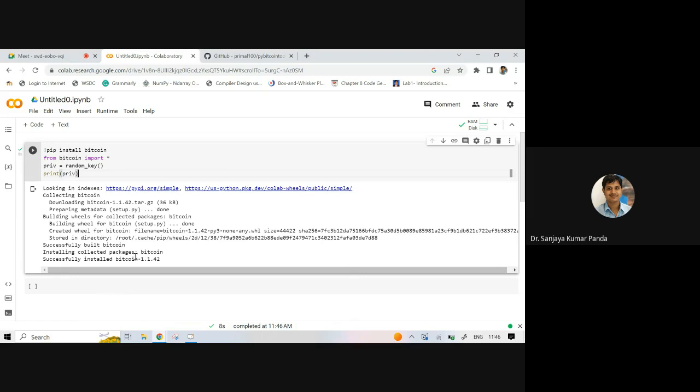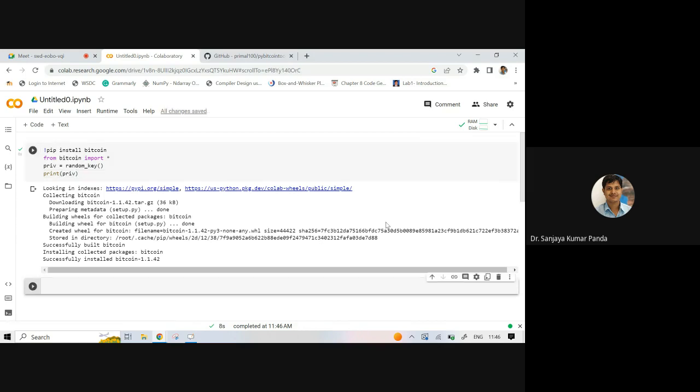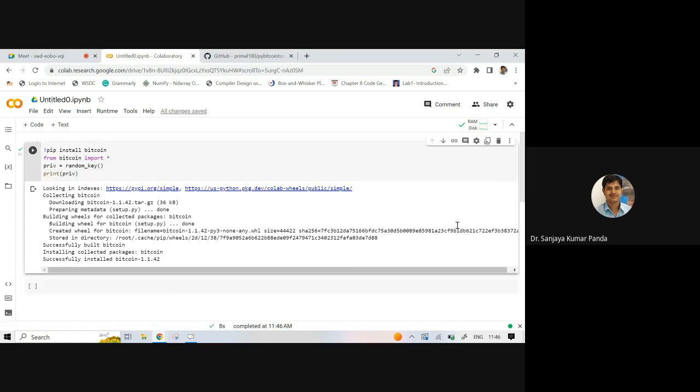installing collected package that is Bitcoin. It is a one-time process only. If you are using an IDE, it is one time, but in Google Colab, whenever you open a new document, you have to write like this, right? But next run, it will not ask you. And you can see successfully installed Bitcoin. So at the end, you will get your private key.